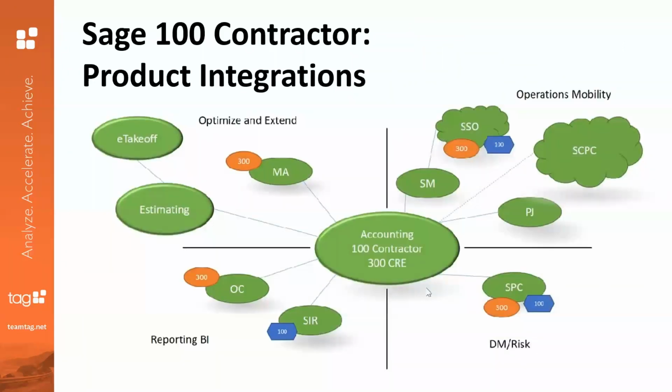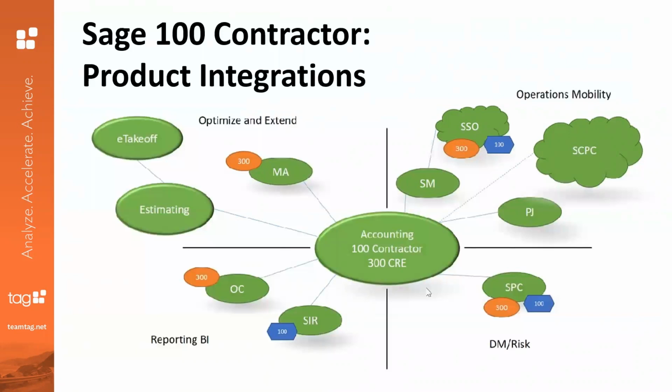So we'll now transition to those products outside of Sage 100 Contractor that speak directly to your main accounting system. So it covers all of your other departments and facilitates that bridge and flow of information over the entire organization. So this chart here that you're looking at, it shows both Sage 100 Contractor and Sage 300 Construction Real Estate as the main accounting system.